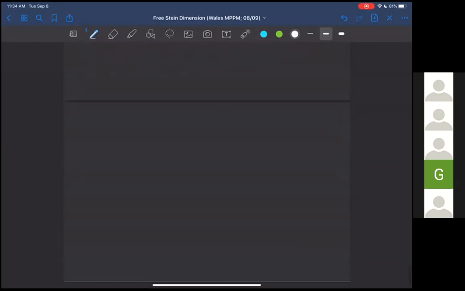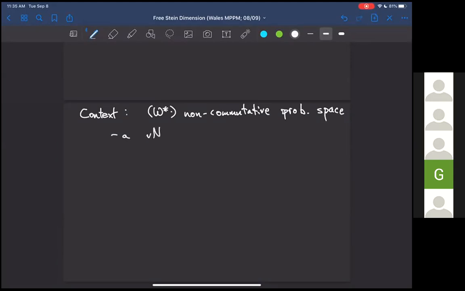So throughout the entire talk, the context will be that of a non-commutative probability space, or W star, non-commutative probability space. What that means is that we always have a von Neumann algebra M and a tracial state. And these are just going to be standing assumptions throughout the talk.